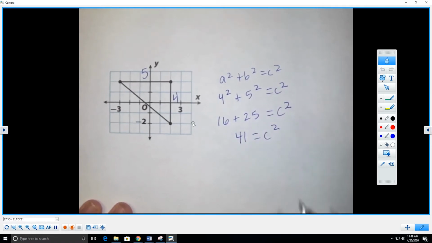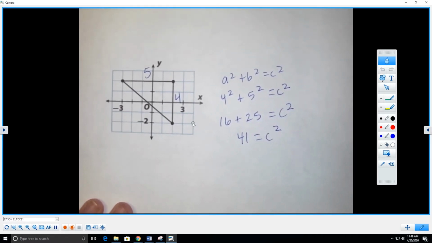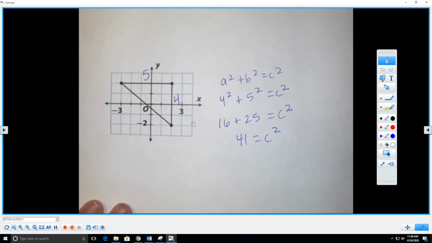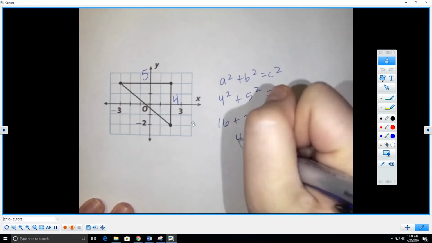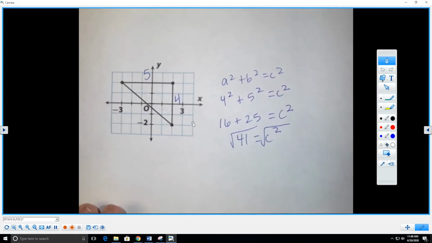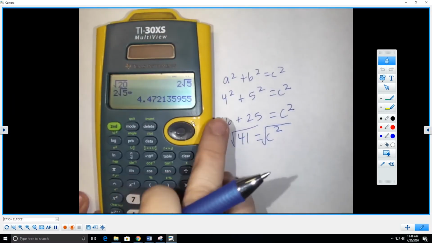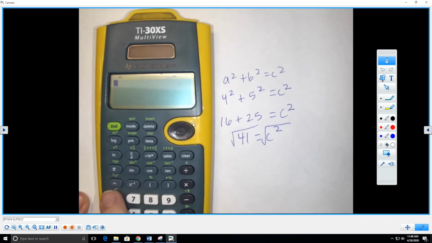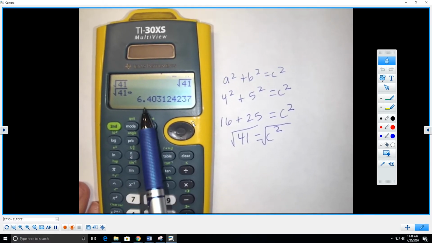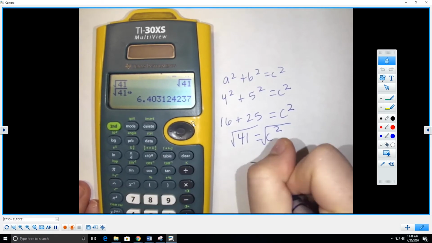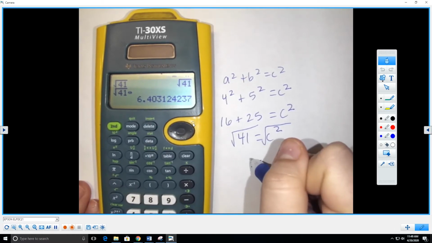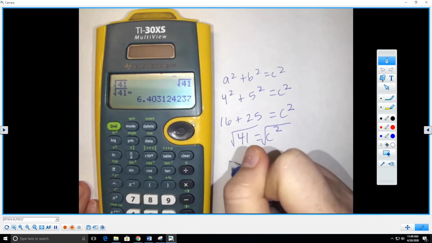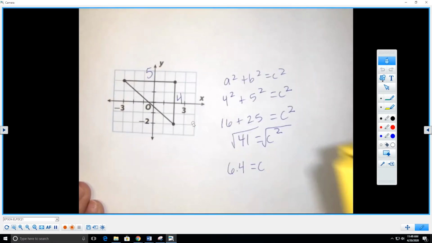41 equals c squared. Now remember, to solve the equation for c, we need to take the square root of both sides. You'll want to use your calculator or your calculator app to help you. So I'm going to use my calculator that I have here. Yep, 41. Let's round our answer to the nearest tenth. So we would say that the length of the hypotenuse is approximately 6.4 units long.